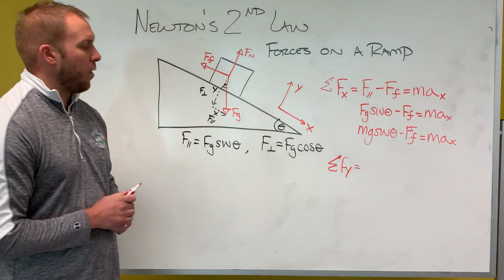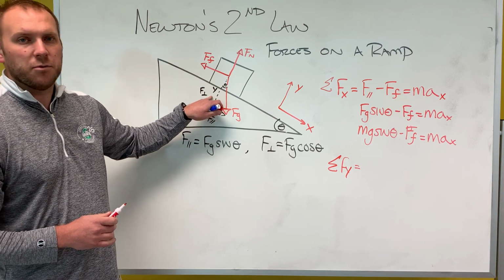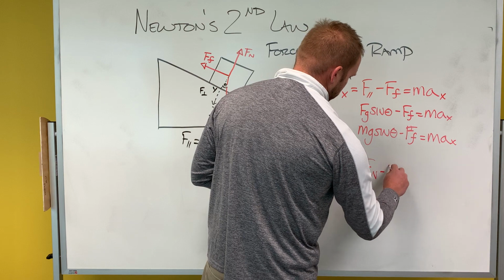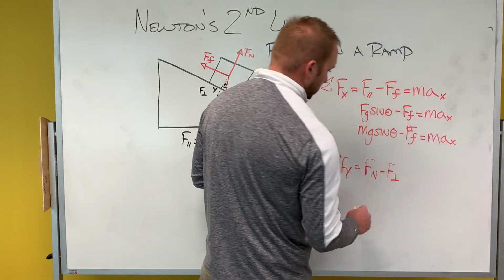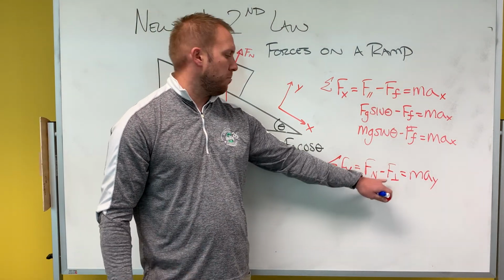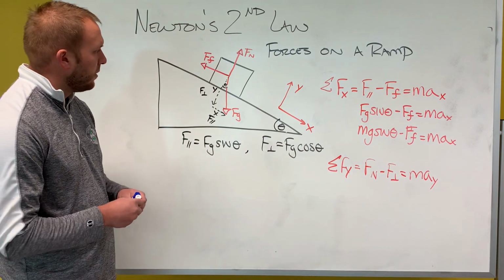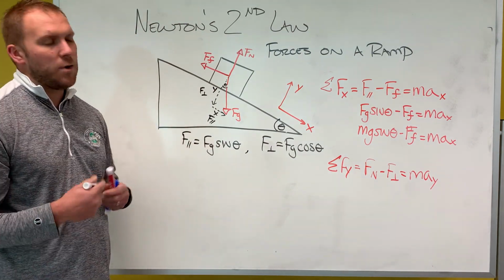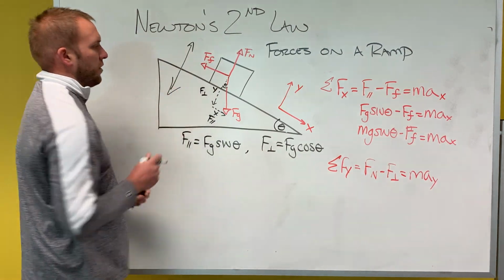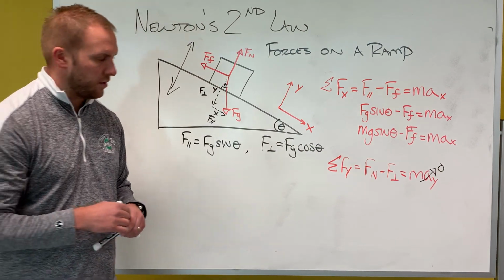Looking then at my y direction, I see two forces. I have my normal force and I have my perpendicular force of gravity. So that equation is going to look like the normal force minus my perpendicular force equals my mass times my acceleration in the y. Now, just like an object sitting at rest on a table, we're not really accelerating in this direction at all. We're accelerating parallel to the ramp, but not perpendicular to it.